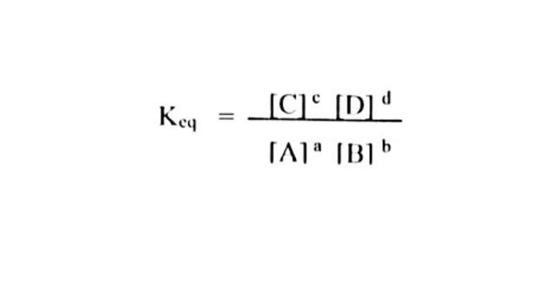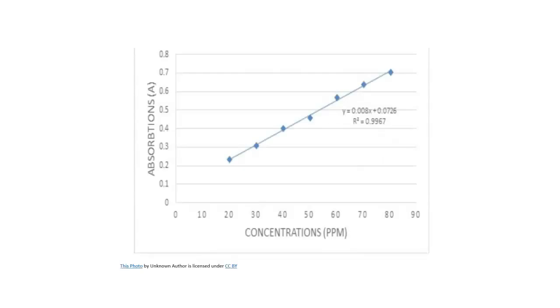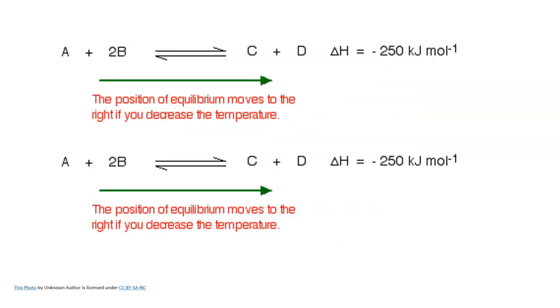In order to calculate KEQ, you're going to need to determine the concentration of each ion in your solution mixture at equilibrium. You're going to use this equation right here to calculate that, okay? So you're going to be creating a calibration curve of absorption versus concentration of the iron 3 thiocyanate. The calibration curve can then be used to find the concentration of any equilibrium solution based on the absorption of that solution.